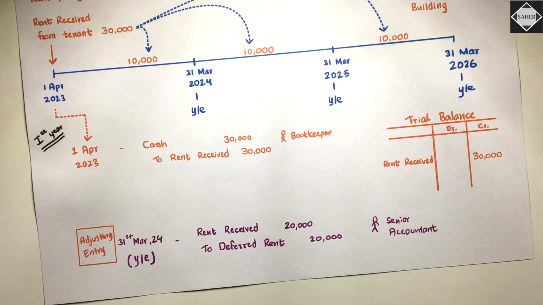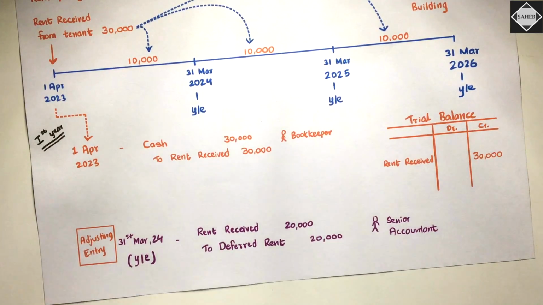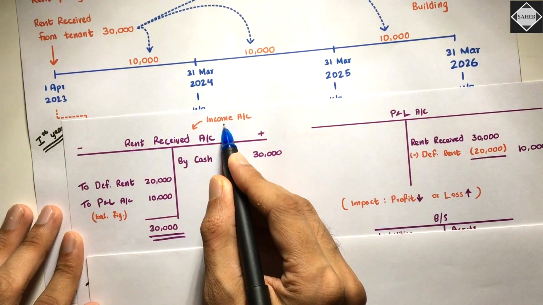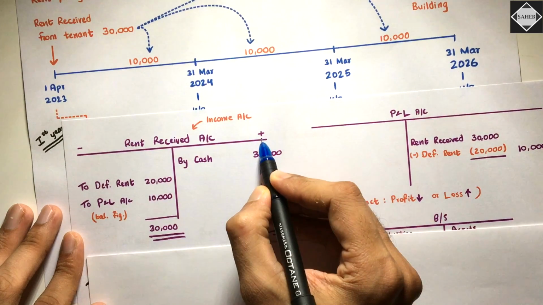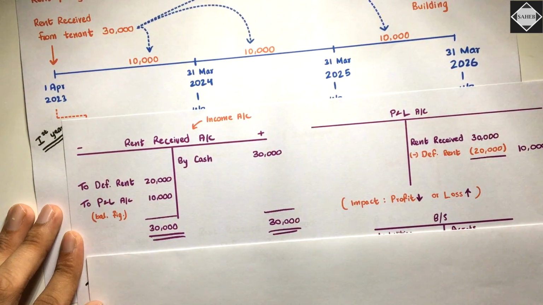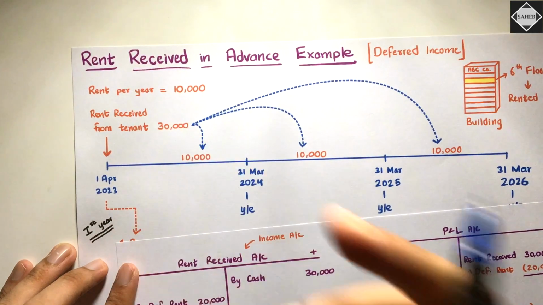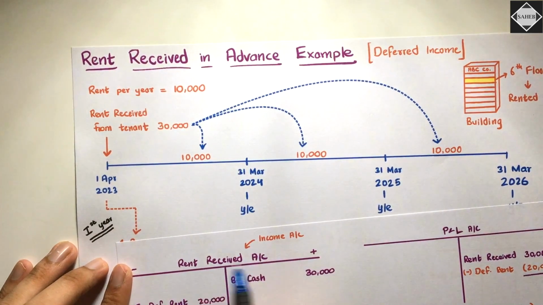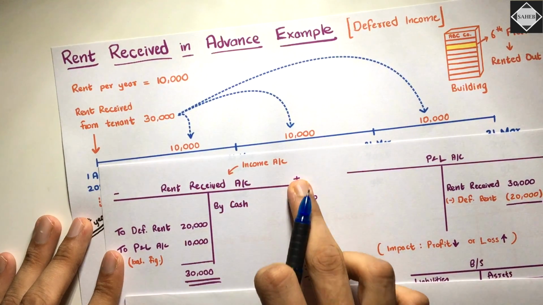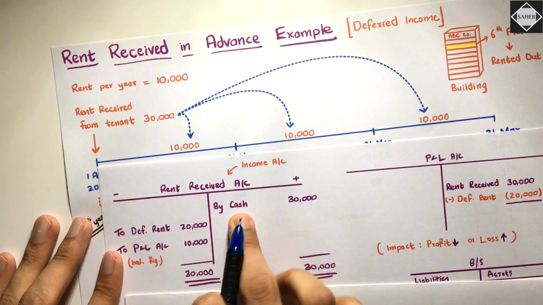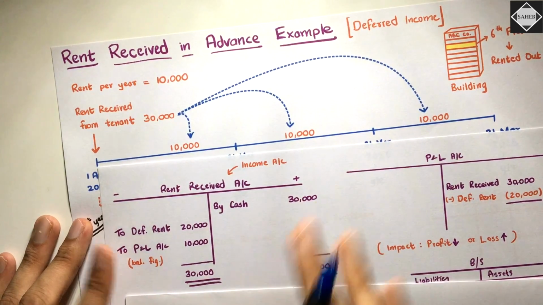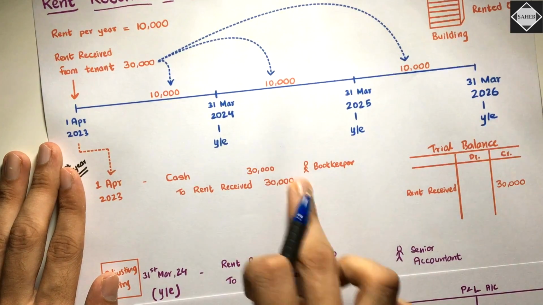But first, you have to understand properly how much will hit profit and loss, right? So for that, you have to prepare a T account of the income account, of rent received. Rent received is an income account. It has a credit balance. Credit means plus, debit means minus. Is that clear? So first, what happened? First, we received 30,000. The bookkeeper took that entire 30,000 to the rent received account. So the rent received account increased by 30,000 because of the money which we received by cash or by bank.